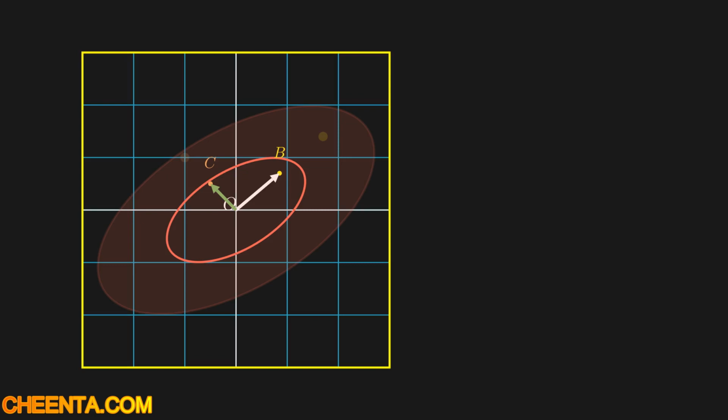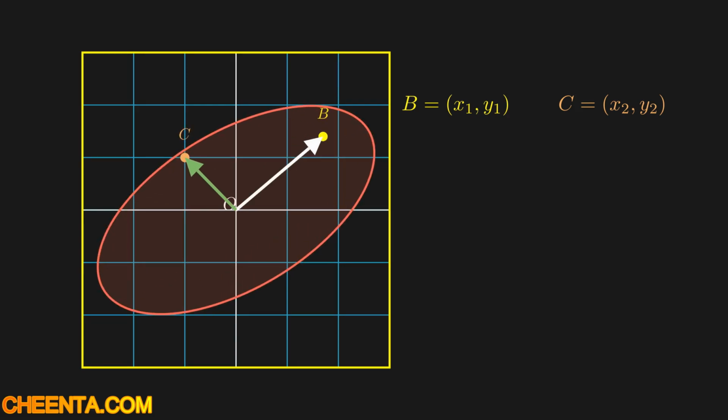I have drawn the points B and C, which correspond to (x1, y1) and (x2, y2), inside the set K dash. Let me write this down. Here are the coordinates of these two points. Now I will again apply a stretching function by a factor of 2. That means I am again creating the set K from K dash like this. Now the coordinates of B and C will be 2 times their previous coordinates. So these are their coordinates now inside the set K.